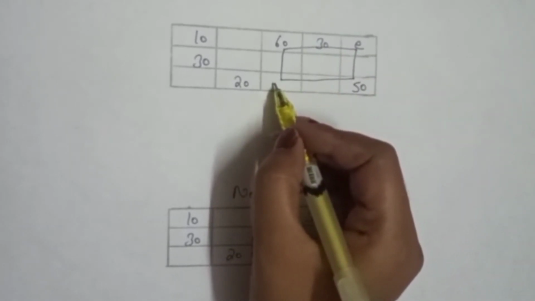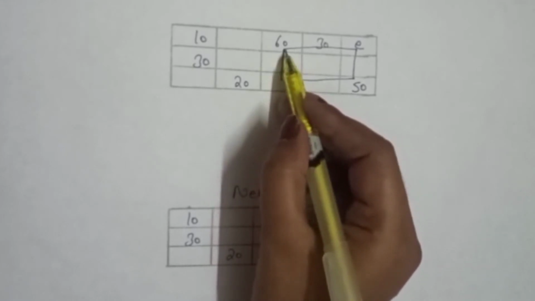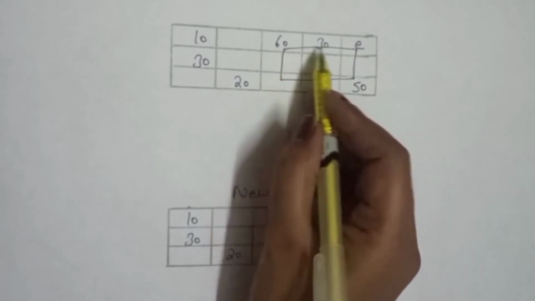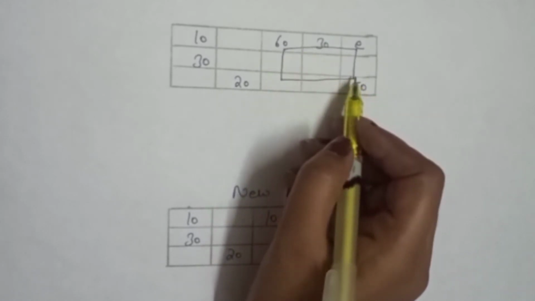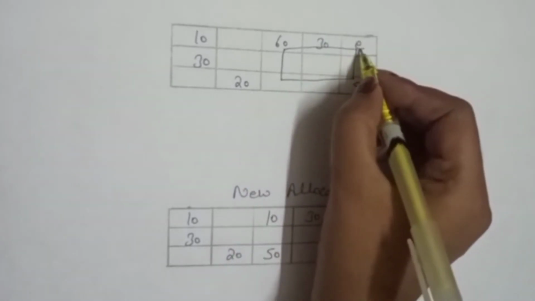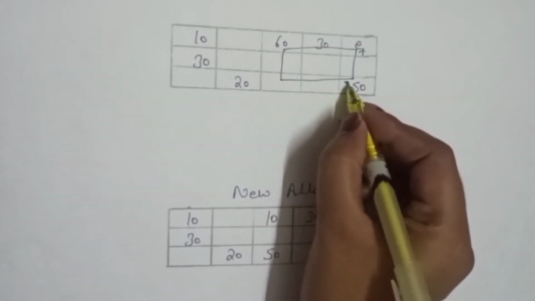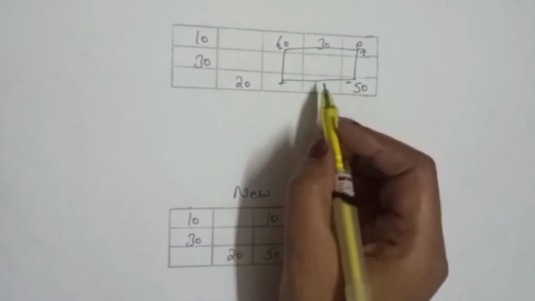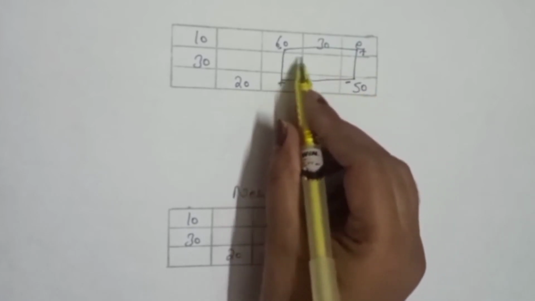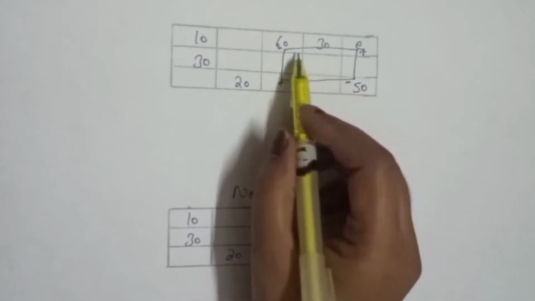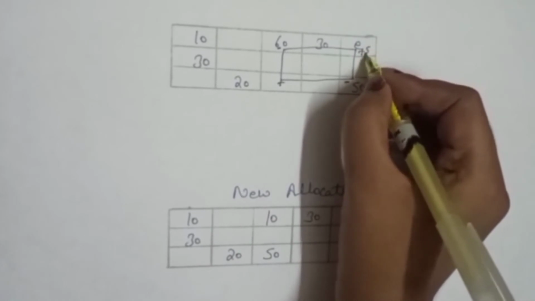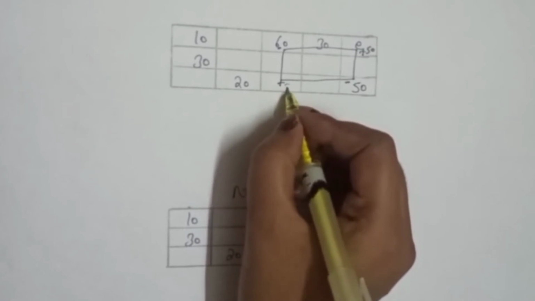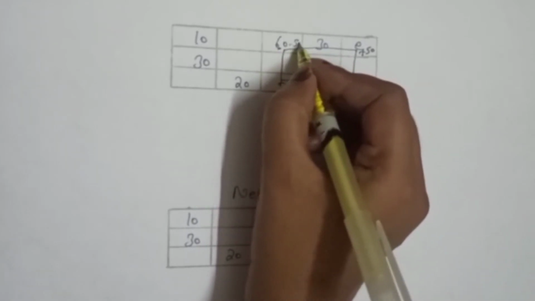Because here we have the most negative value and these are the cells where we have allocations. Our corner should fall in a cell that has some allocation. So we will write here plus, minus, plus, minus. We will write like this. We will now select the minimum value. Here the minimum value is 50. So here we will add 50. Here we will minus 50. Here we will add 50. Here we will minus 50.